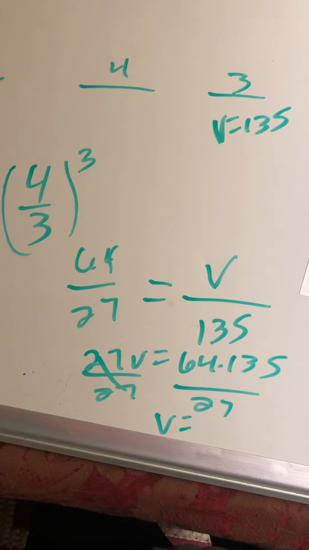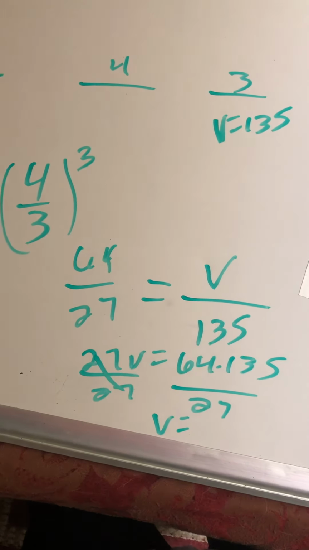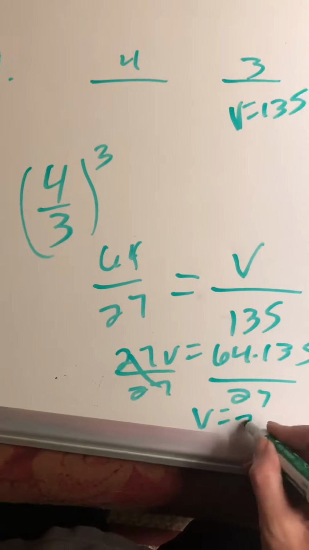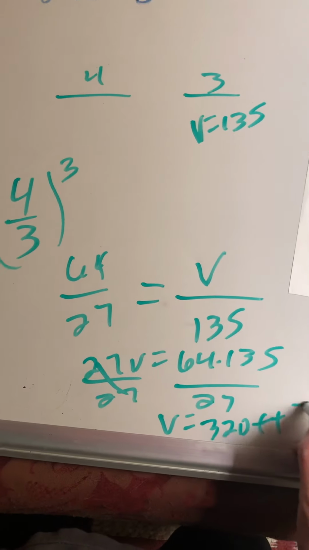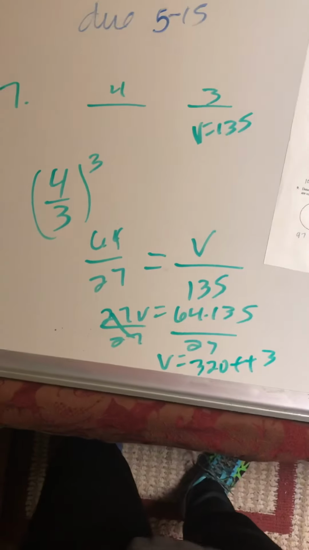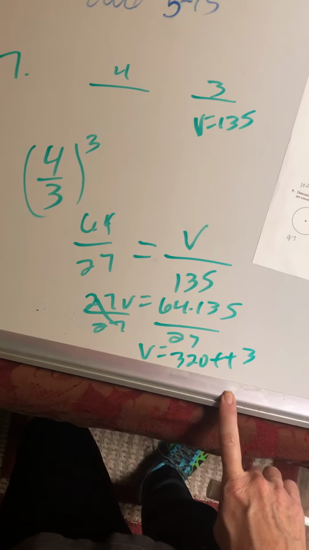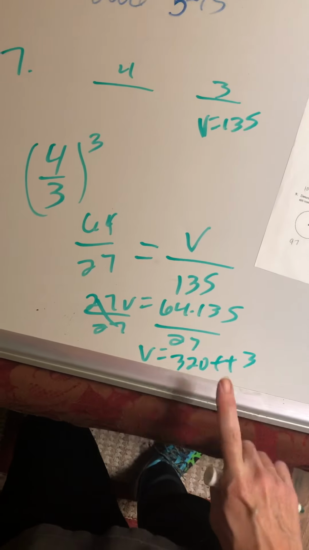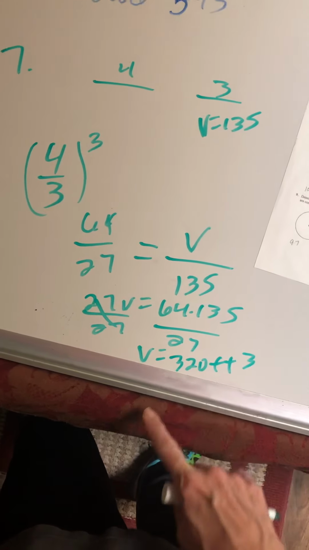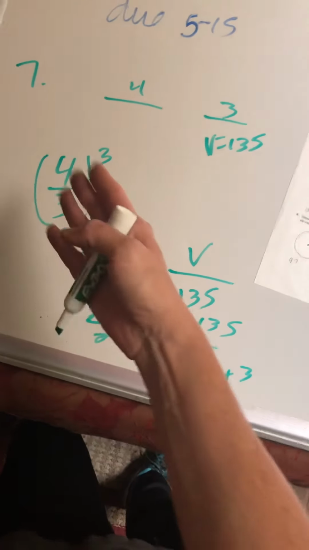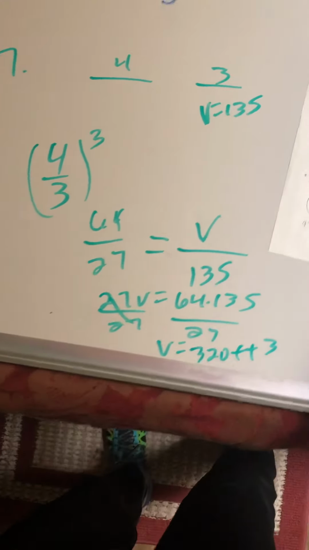So 64 times 135 divided by 27 gives you 320. So 320 feet cubed. And we've talked about this with perimeter and area and surface area. So that's why I feel okay about showing it to you and just showing you that you need to cube it for the volume. Then on number 8, it says something about using a matrix to find it.